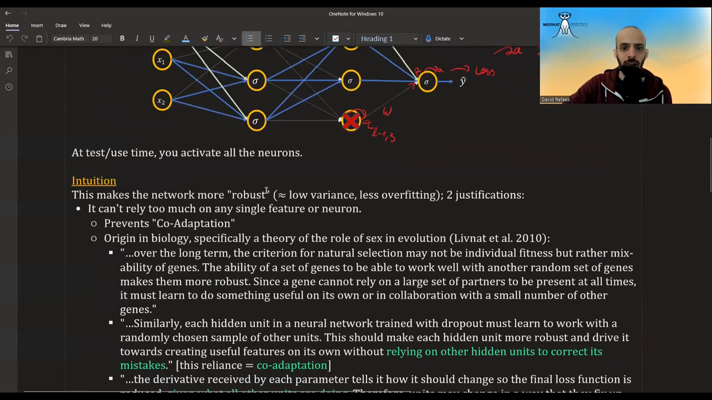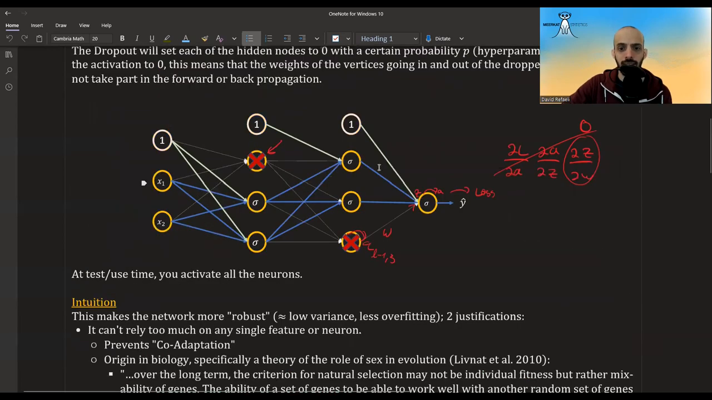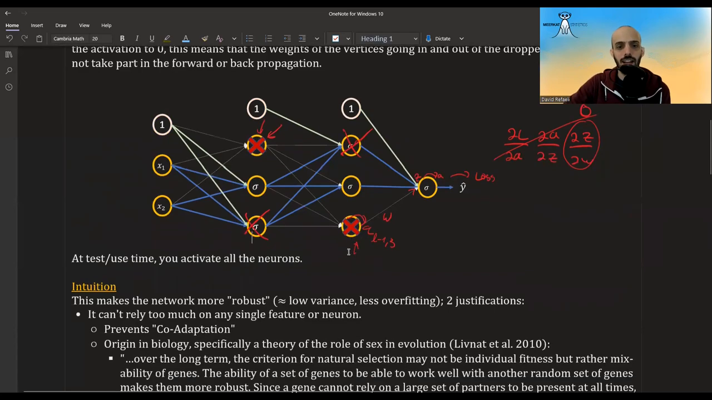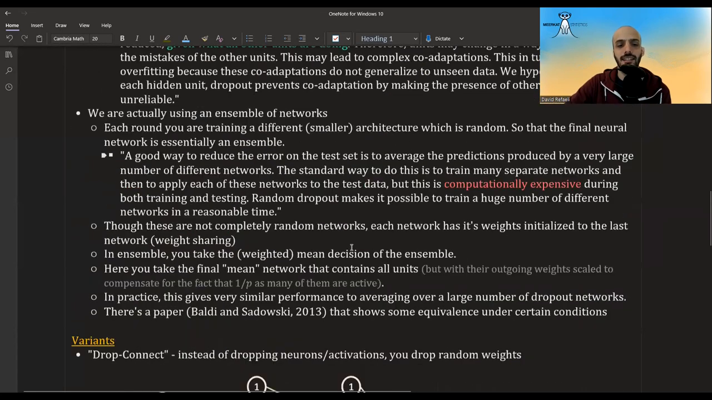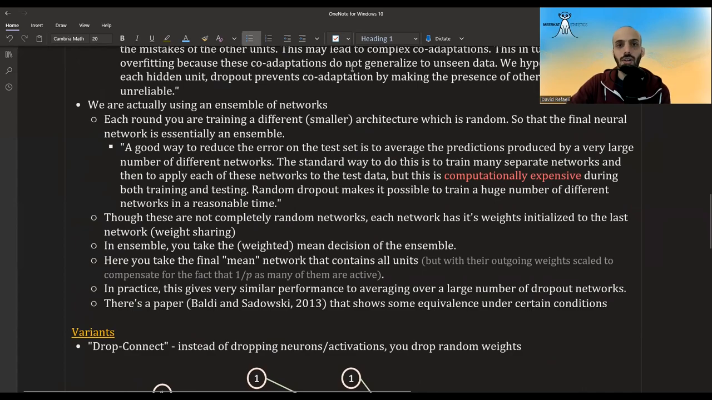So in one round, it could be that we just chose these networks without the grayed out connections, but maybe the next round, this will go off and this will go off. So we will have this and we will have this, but we won't have these two. So each training round, we are having a different subnetwork. And so we can think of it as kind of an ensemble method, and ensemble methods in general are more robust and have lower variance, and they don't overfit so much.